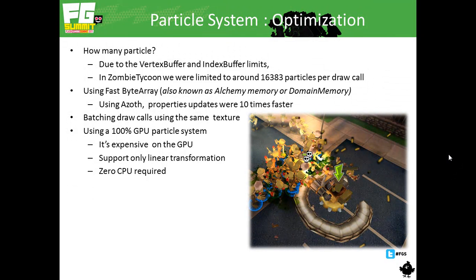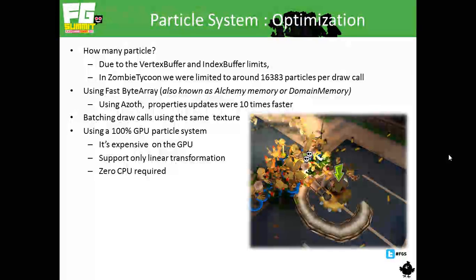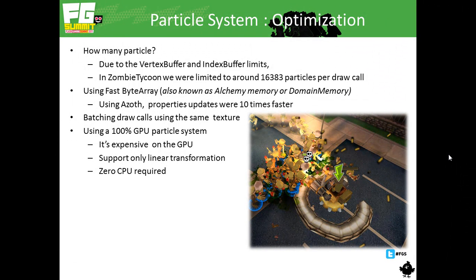So in Molehill we did try to show a lot of particles, but the main limits are due to the vertex buffer and index buffer limitations. So in theory you could have a lot of particles. In Zombie Tycoon we were limited to around 16,000 particles, and in the slides at the end I'm going to show some math of how many particles you could get in theory, but in Zombie it's 16,000 per draw call.